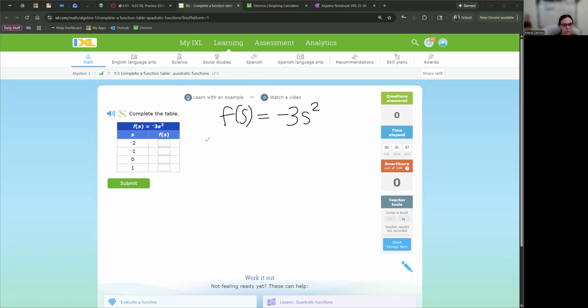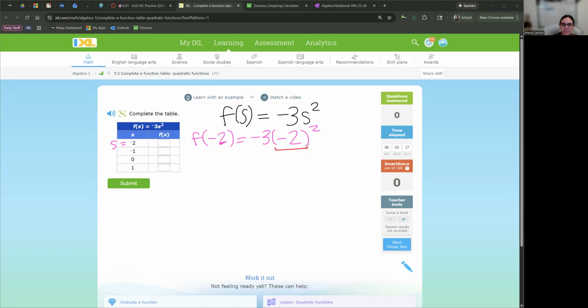So first input, we're going to let s be -2. So we're going to have our function evaluated when s is -2. So where I see s in this function, I'm going to substitute in -2. And please substitute it into parentheses. So this is going to be -3 times s squared. So where I saw s, I now have a set of parentheses, and we will input -2. Because -2, s is what is being squared.